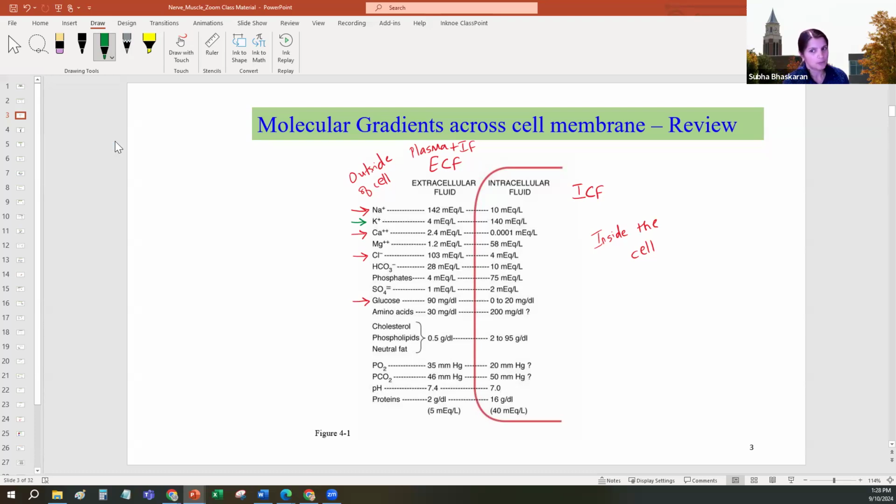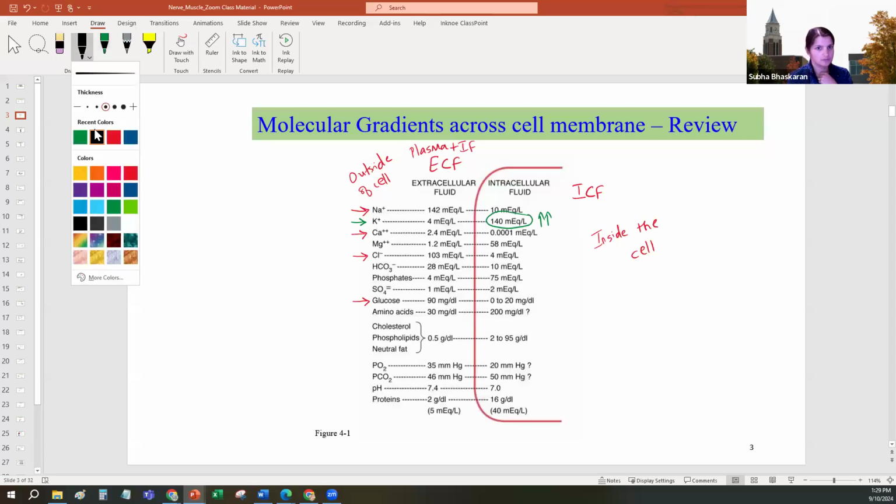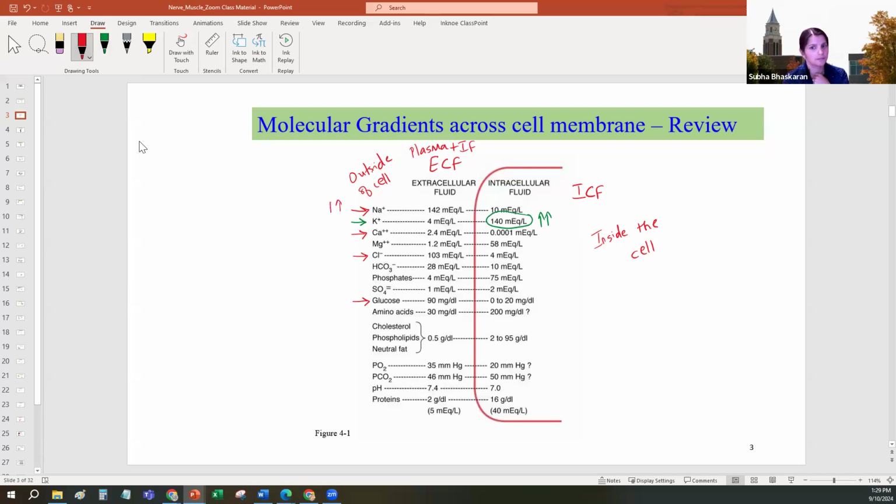I'm not asking you to memorize 142 milliequivalents per liter, but what is it I'm looking for here? Yes, Lauren. Potassium is higher inside the cell, whereas everything else is higher outside of the cell. Perfect. You made my day. Yes. There you go. Got it, everybody? That's the concept.